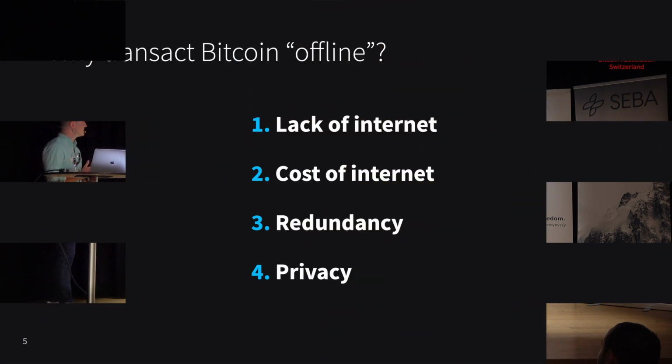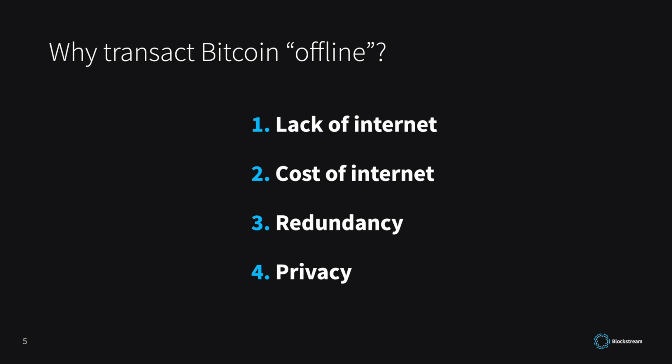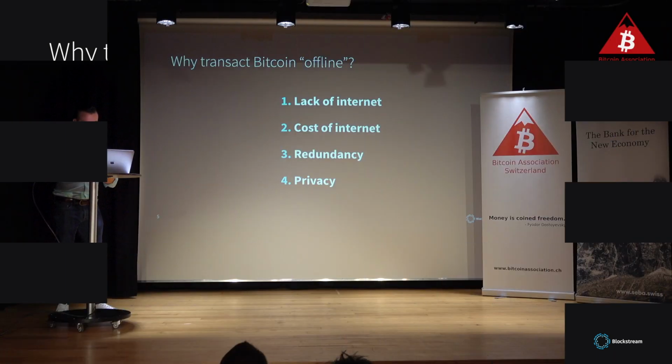So here are ways that we can see this in action, why having your own internet is important. You might have a lack of internet entirely. The cost of internet might be high. You might want redundancy in case things go wrong. And privacy. There's also a lot of unintuitive privacy benefits from using non-internet options when using Bitcoin.